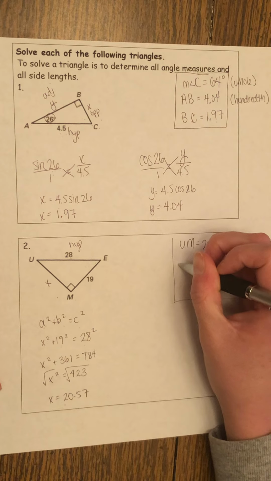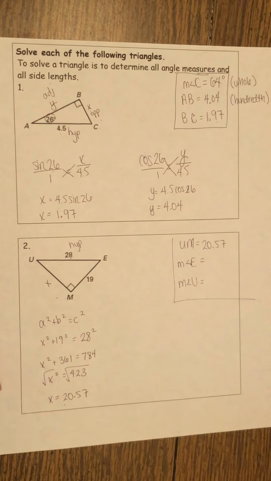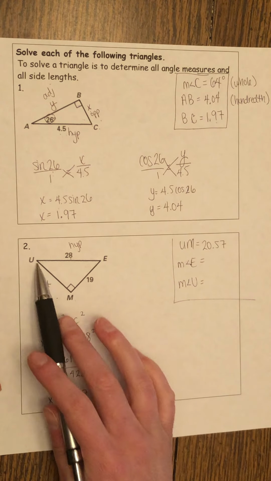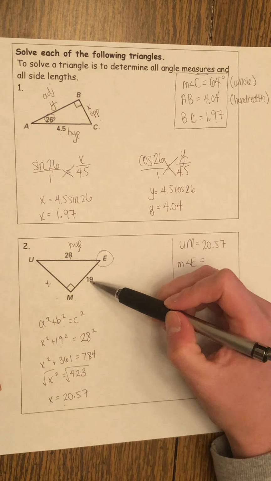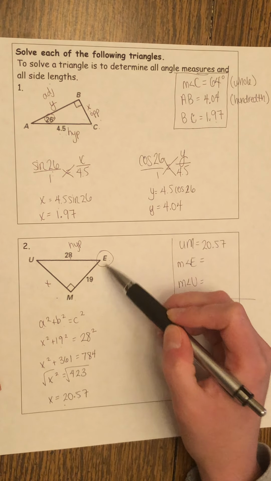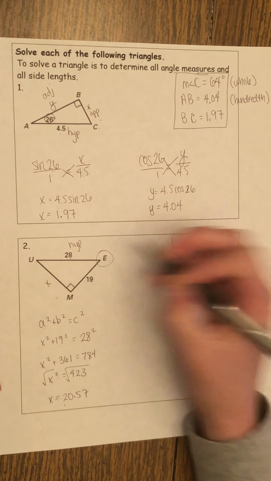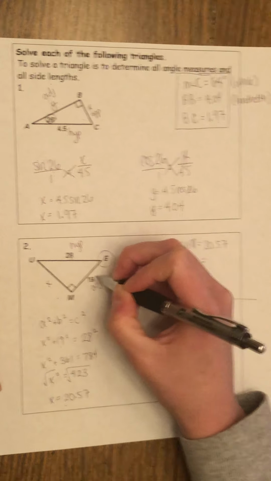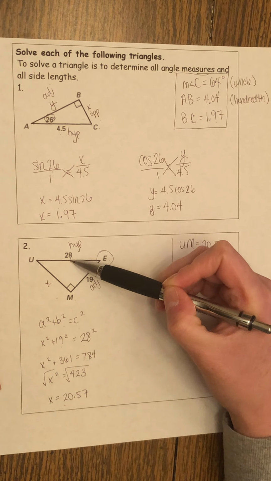Now, the other two things that I need to know are the measure of angle E and the measure of angle U. I need to figure out the two acute angles in this triangle. So pick one to start. You have two, you need to choose one of them. So I'm going to choose angle E. And based off of these nice exact values, in relation to angle E, I'm going to label the 19 and the 28. So 19 in relation to angle E, that's the one I chose to work on first, 19 is the adjacent leg, 28 still the hypotenuse because it's across from the right angle.